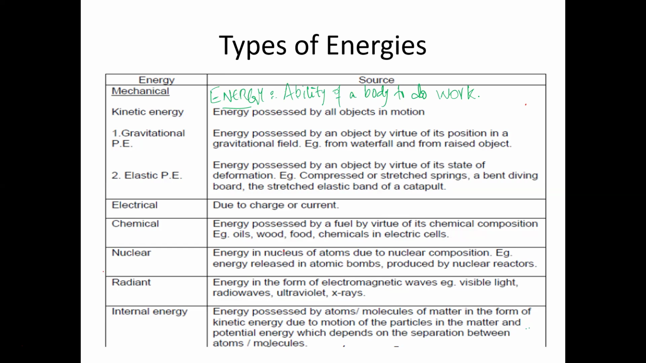So kinetic energy, all you know is that kinetic energy is the energy possessed by an object due to its motion. So whatever energy a body has due to motion, that energy is known as kinetic energy. How to define it? The gravitational potential energy. Gravitational potential energy is the energy possessed by an object due to its position in a gravitational field. For example, water falling from a raised object, or the water present in a dam, or any object which is present at a certain height from the ground, which energy is present in it?